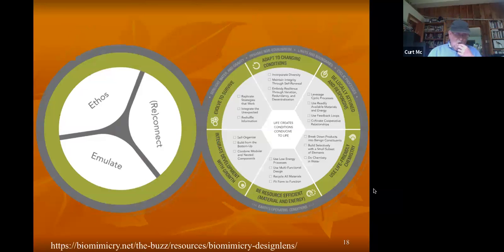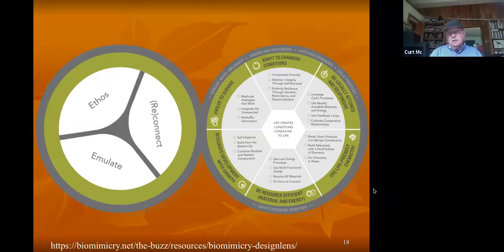So a little bit more on big picture thinking. And in big picture thinking, I referred to biomercury. This is the biomercury design lens. And so on the left, you see the three big core principles of it. So ethos is that we feel connected to nature. We're empathic with nature. We understand how important she is.